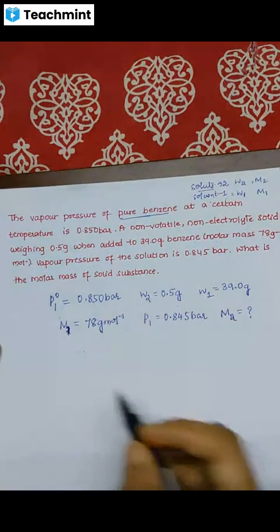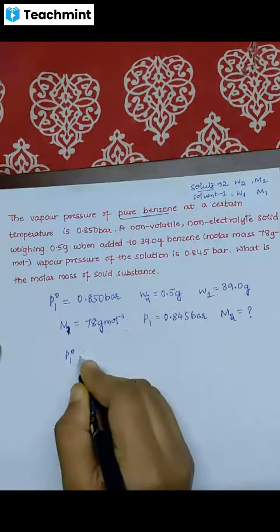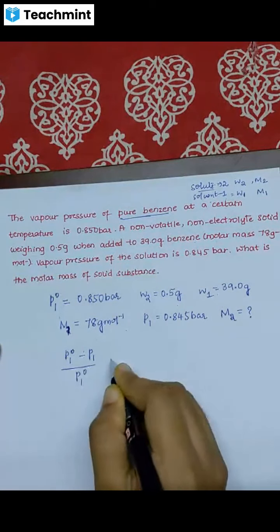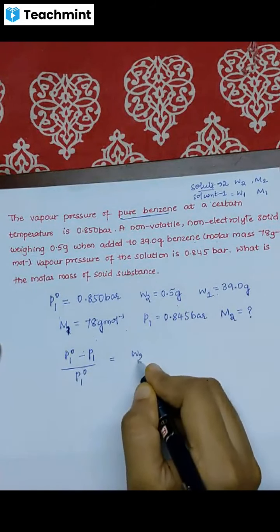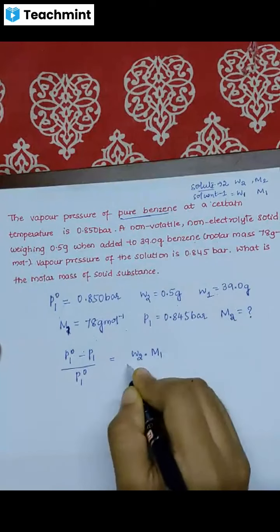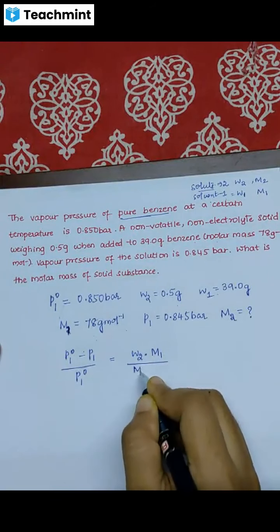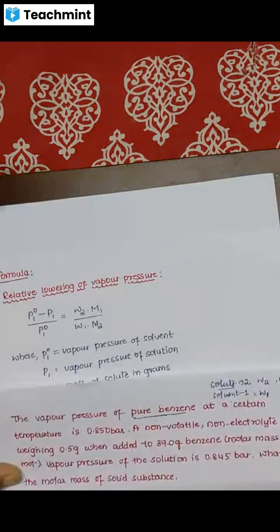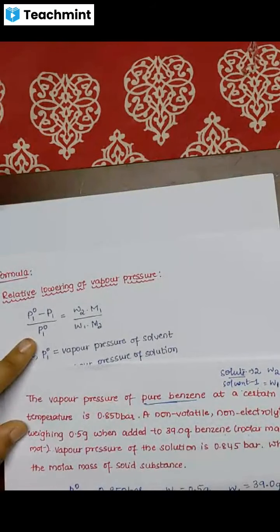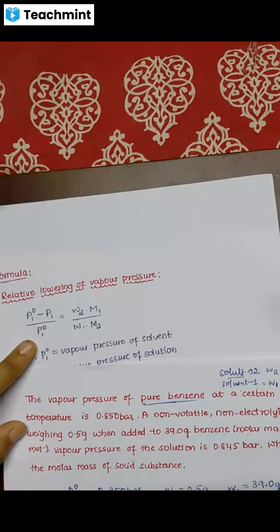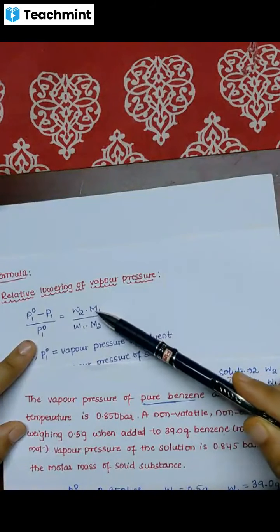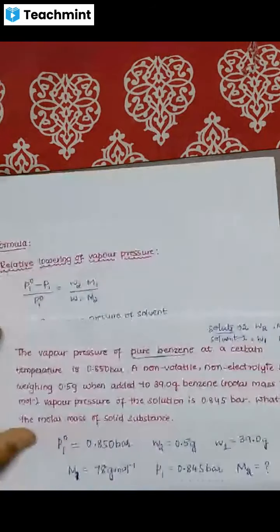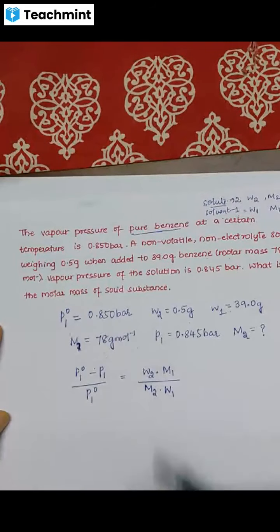So the formula we will be using here is (P1 naught minus P1) divided by P1 naught, which is equal to W2 into M1 divided by M2 into W1. It is the same formula which we have discussed earlier, that is (P1 naught minus P1) divided by P1 naught equal to W2 into M1 divided by W1 into M2. Or I have taken here M2 into W1, it means one and the same.